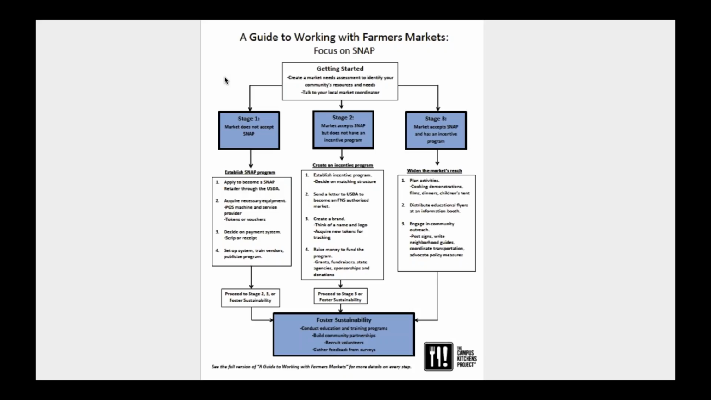Another idea for advocacy is to assist state associations in advocating for state legislation that supports SNAP acceptance and incentive programs. For example, some cities like Los Angeles have ordinances requiring that all markets accept SNAP. So if you can advocate for such a policy in your city, that's a great way to start.